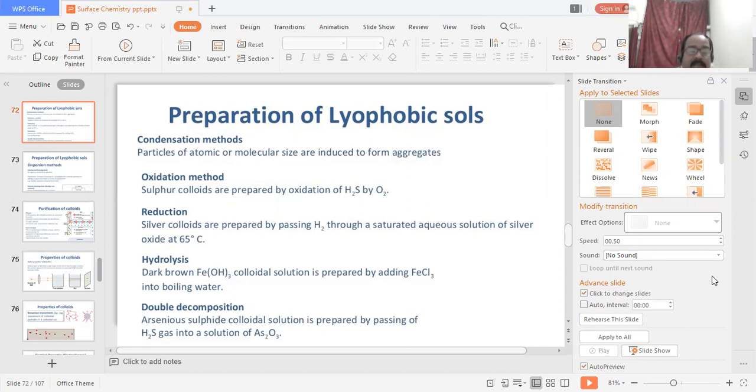Next, hydrolysis. Dark brown ferric hydroxide colloidal solution is prepared by adding ferric chloride into boiling water. And next, double decomposition. In this method, arsenious sulfide colloidal solution is prepared by passing hydrogen sulfide gas into a solution of arsenic oxide.